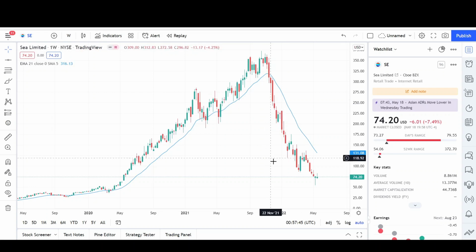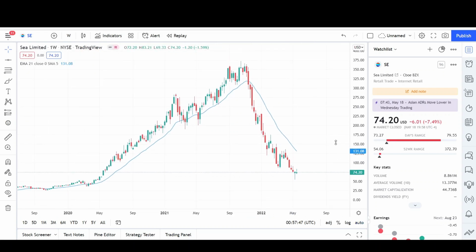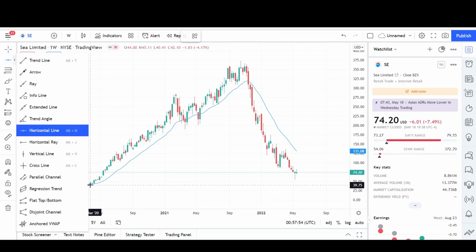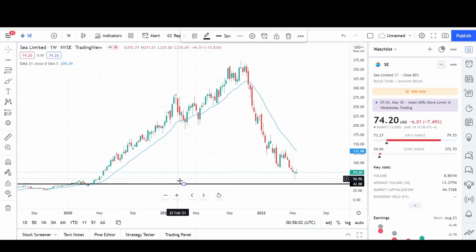Here we have the weekly chart for C Limited, and it's pretty much a huge reversal. You can see that we started right around this $45 level, or the low 40s, in 2020. We went all the way up to the $372 level, and now we're starting to come back right to the starting point of this entire up move.